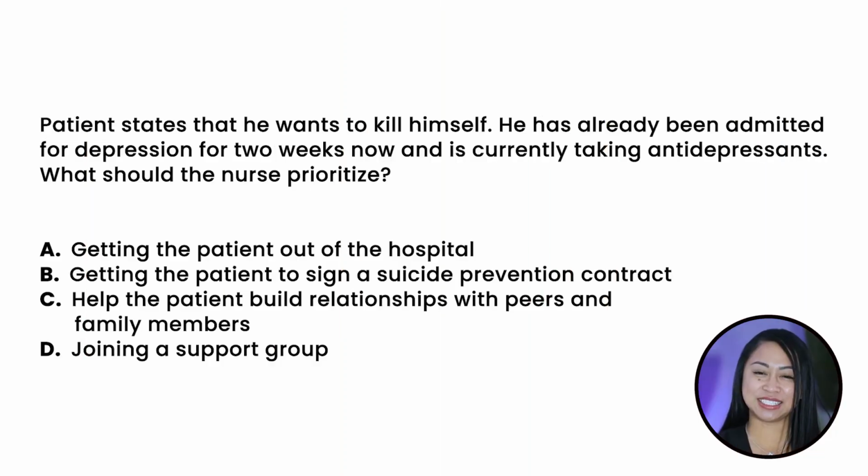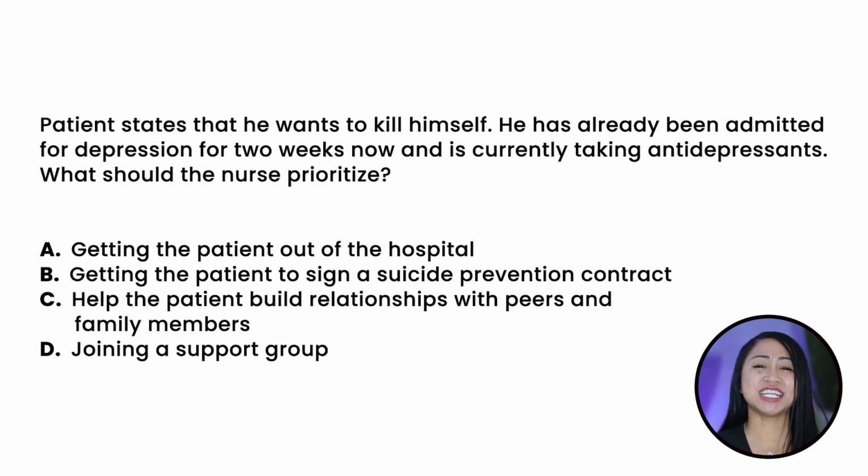The patient states that he wants to kill himself. He has already been admitted for depression for 2 weeks now and is currently taking antidepressants. What should the nurse prioritize? A. Getting the patient out of the hospital. B. Getting the patient to sign a suicide prevention contract. C. Help the patient build relationship with peers and family members. Or D. Joining a support group.